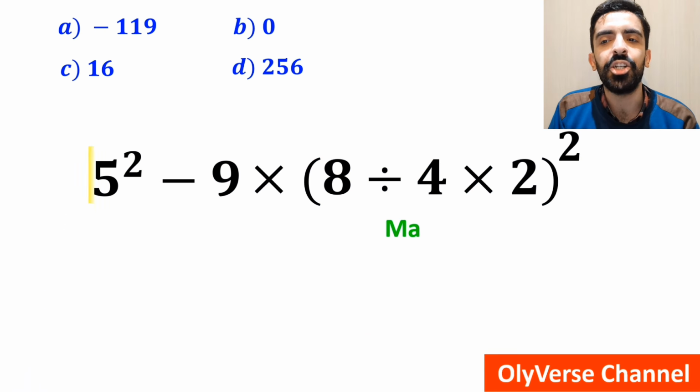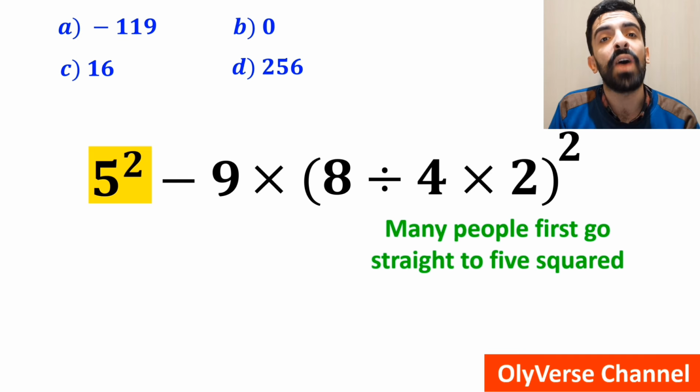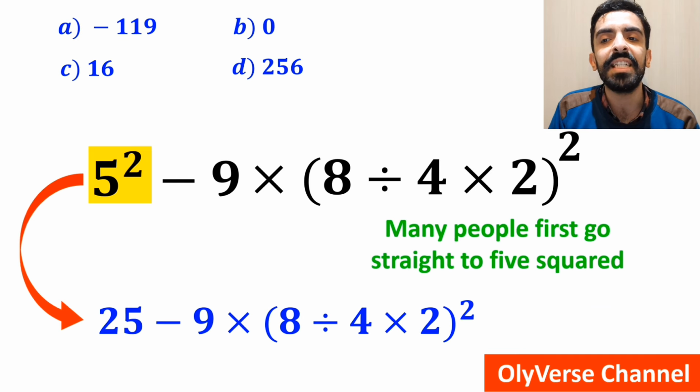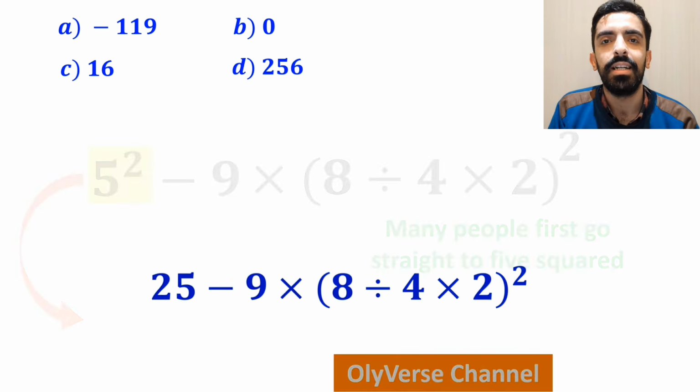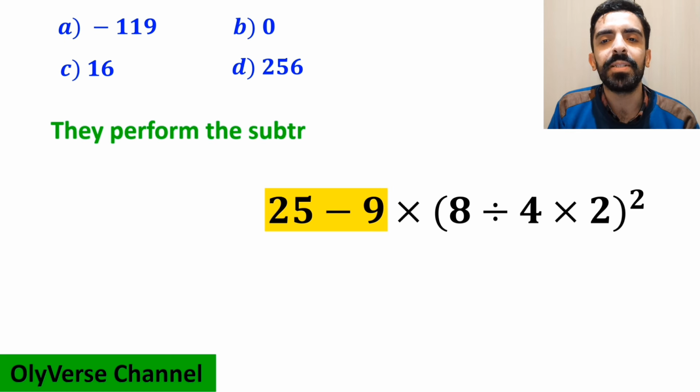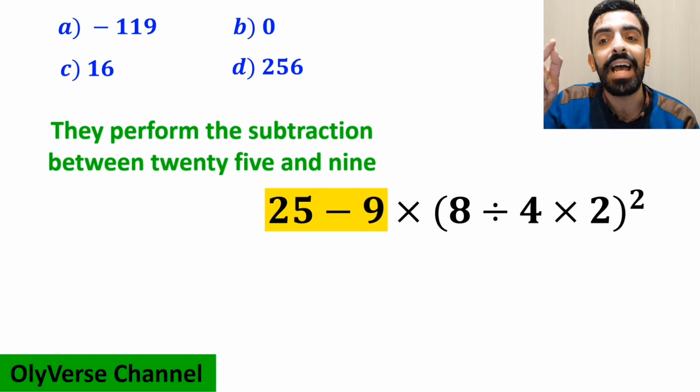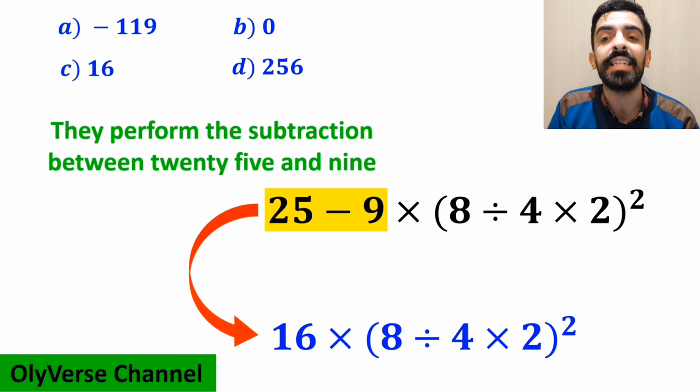To solve this question, many people first go straight to 5 squared and simplify this expression to 25 minus 9 multiplied by (8 divided by 4 times 2) all squared. And the next step, they perform the subtraction between 25 and 9 and write this expression as 16 multiplied by (8 divided by 4 times 2) all squared.